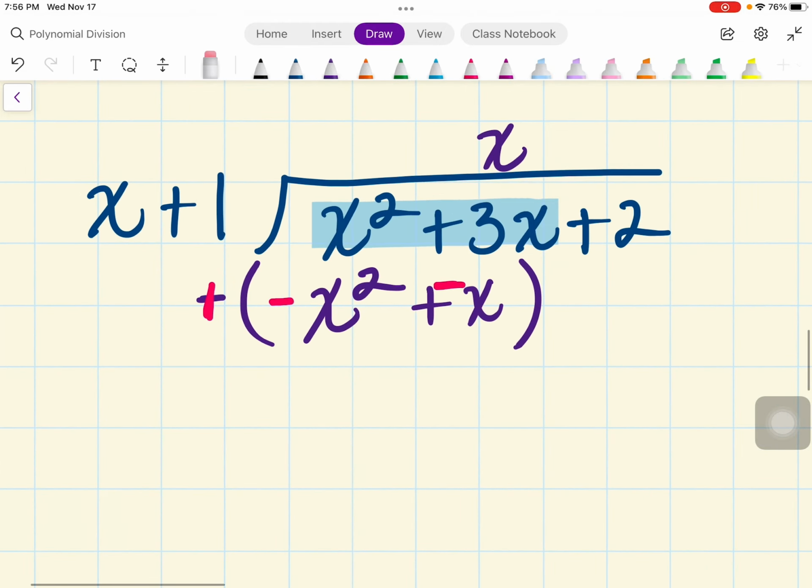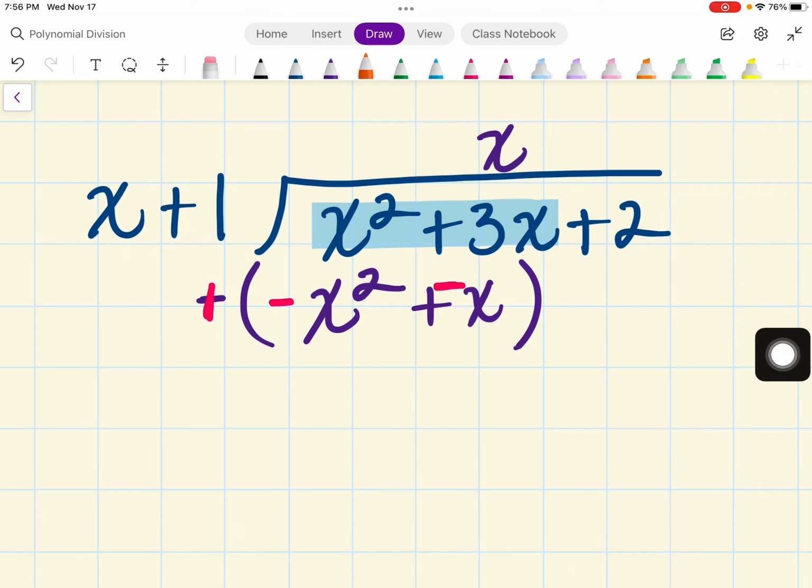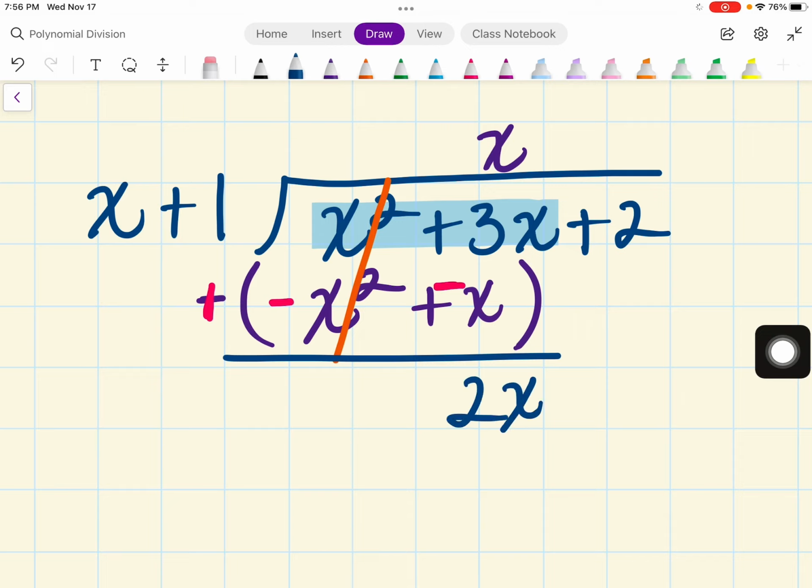So let's go ahead and combine like terms. In this case, we have x squared minus an x squared is a 0. And a 3x minus an x is actually going to give us a 2x. All right, now let's go ahead and bring down the 2. And we have a 2x plus 2.